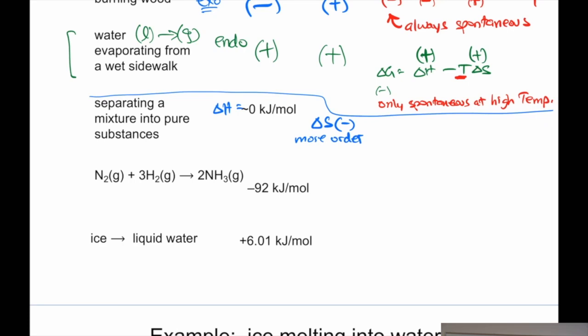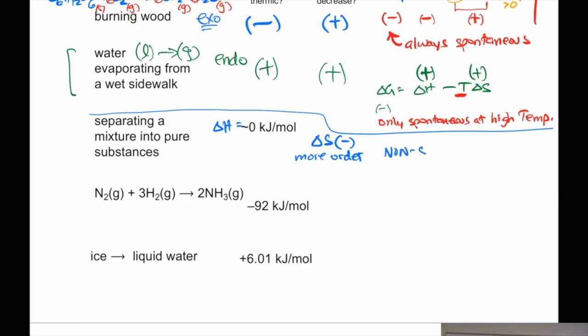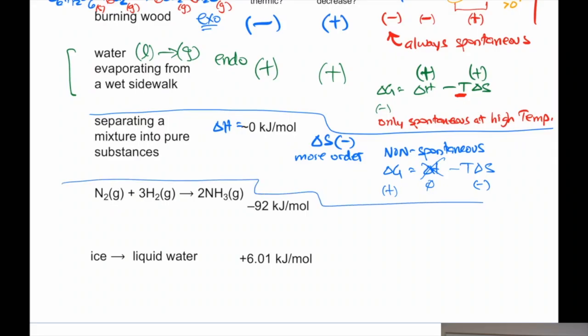All right, so this one's pretty straightforward. This is non-spontaneous. And we can see that if we plug this into our delta G equals delta H, which is now 0, so it goes away, minus T delta S. Well, if the change in entropy is negative, always, then delta G is always going to be a positive number. That's non-spontaneous. Okay? But as I said, any reaction that's non-spontaneous, the reverse then will be spontaneous.